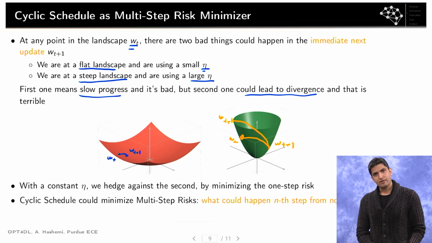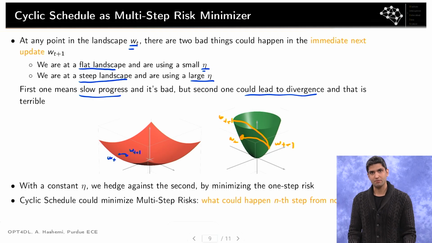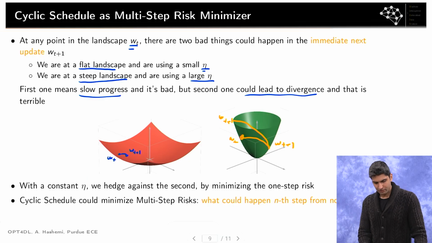Essentially, with a constant step size, we can only hedge against one of these, right? So regardless of whether the landscape is flat or steep, we have only one choice. So I can only hedge against one of these. Which one is wiser to hedge against? I would say the second one, right? Because the first one, again, we still are making progress, but the second one is terrible. And this is exactly what happens, right?